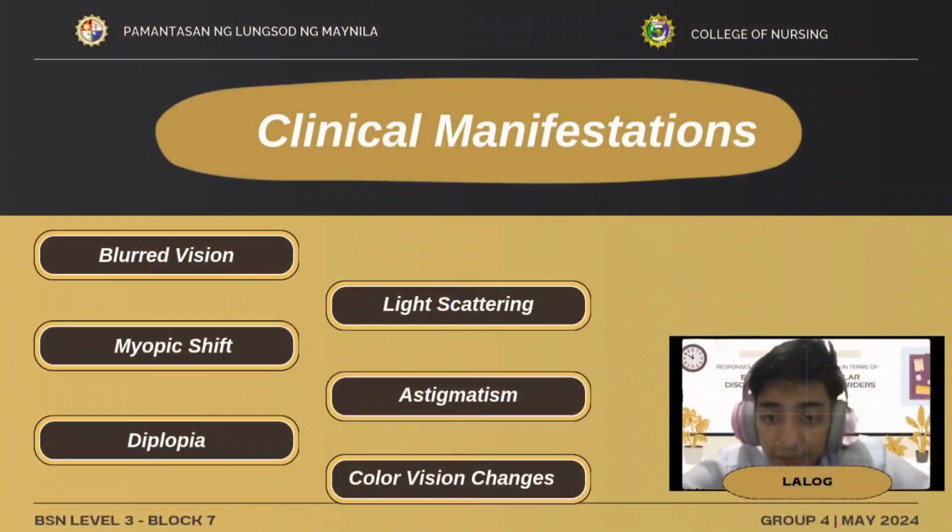Let's proceed on the clinical manifestations of cataracts. The initial signs and symptoms of cataracts is blurred vision because of the formation of cloudy image or may fog dun sa mata nila. Minsan halo ang kanilang nakikita, myopia shift or nearsighted, diplopia or double vision, light scattering due to reduced contrast sensitivity and visual acuity, astigmatism, and color vision changes because of the proteins clump together that gives a tint na brown or yellow ang kanilang nakikita.